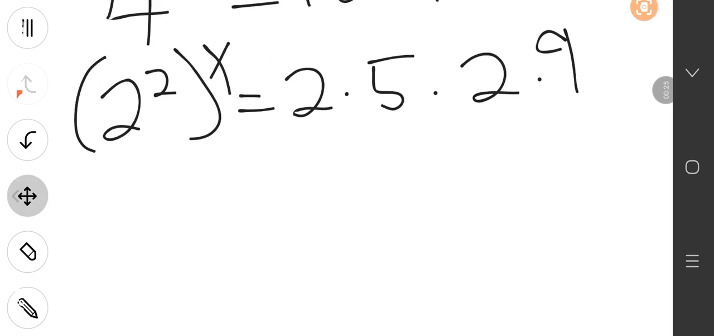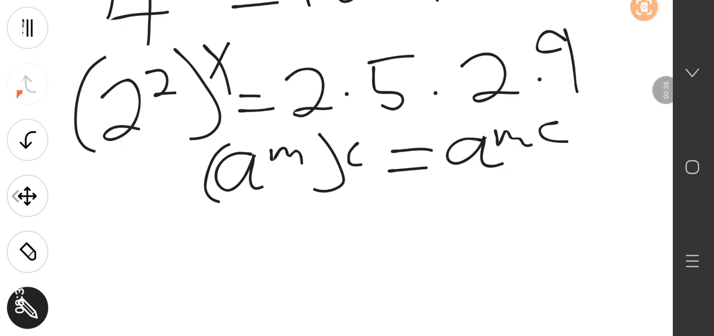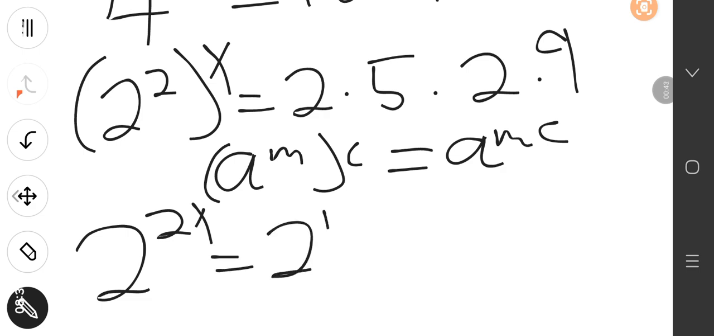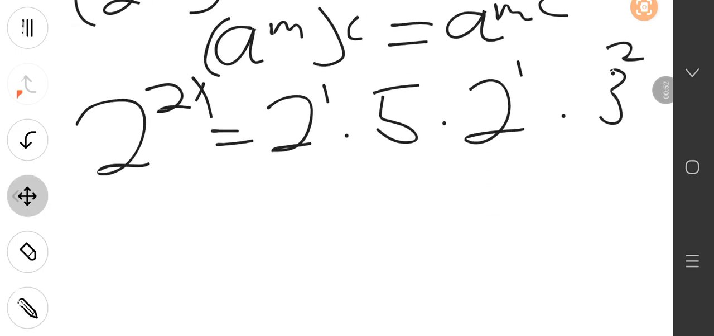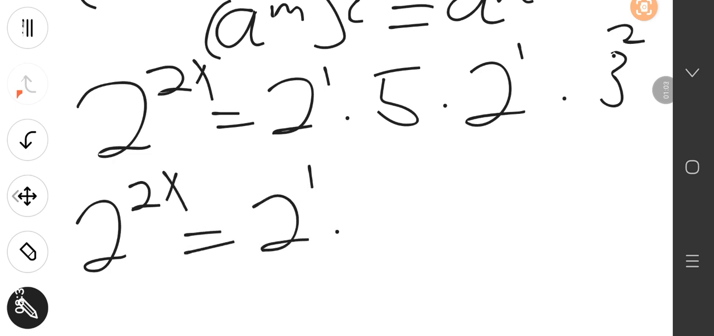All right. Now let's apply the power of a power rule at the left side of the equation. So a exponent m, multiplying the exponent c, equals a exponent mc. Therefore, our equation becomes 2 exponent 2x equals, now 2 is the same as 2 exponent 1, okay? And then this 2 here is the same as 2 exponent 1, times 9 is the same as 3 exponent 2. All right, so at this point, we are going to group the numbers, okay? The numbers that are the same at one side. So we're going to have 2 exponent 2x equals 2 exponent 1 times 2 exponent 1 times 5 times 3 squared.